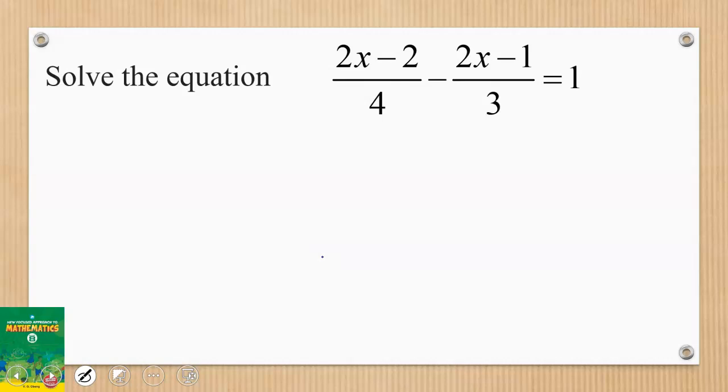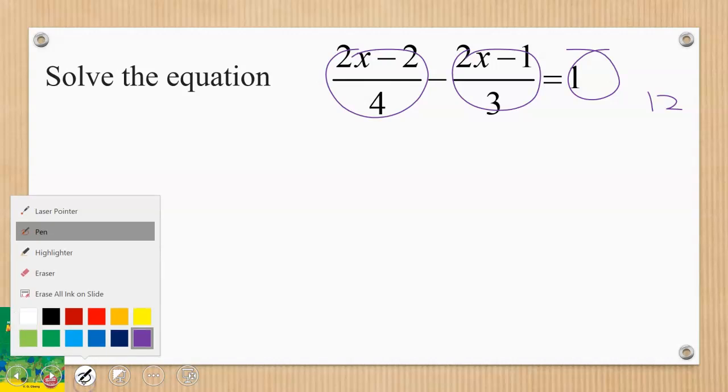We have to solve this equation. That means we are making x the subject. We are solving for the value of x. So as it stands here, we can decide to find the LCM and multiply through by the LCM. And so to multiply through by the LCM, which of course is 12, every term will be multiplied by 12. Every term will be multiplied by 12. That is what it means.